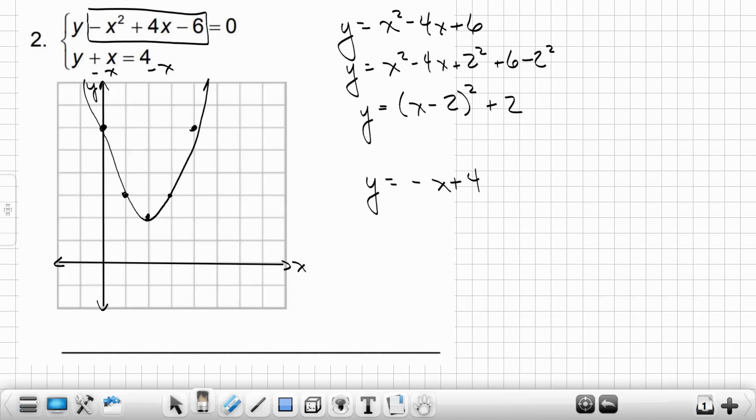That is a wavy parabola. I didn't care for that parabola in the slightest. There we go. That's a better parabola. All right.